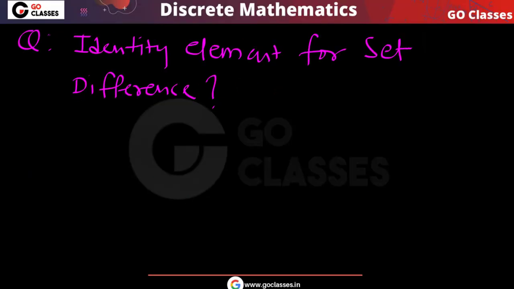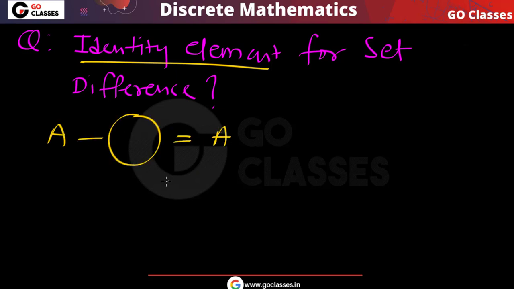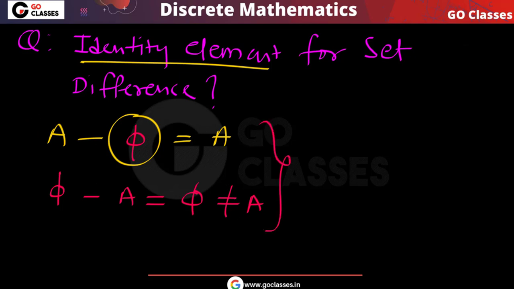Now what is the identity element for set difference? Basically the question is, do we have some element such that we get A? Yes, the element is phi, but there is a problem here. A minus phi is A, but phi minus A is phi, which is not A. So from here I can say there is no identity element for set difference.